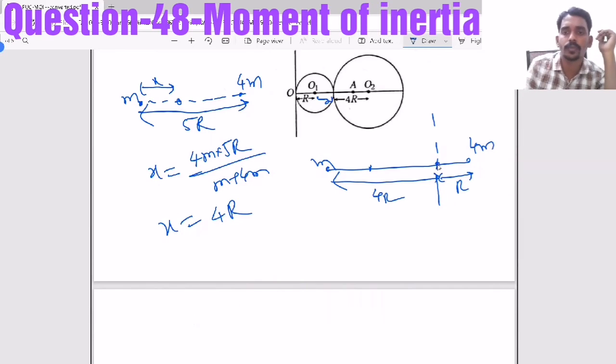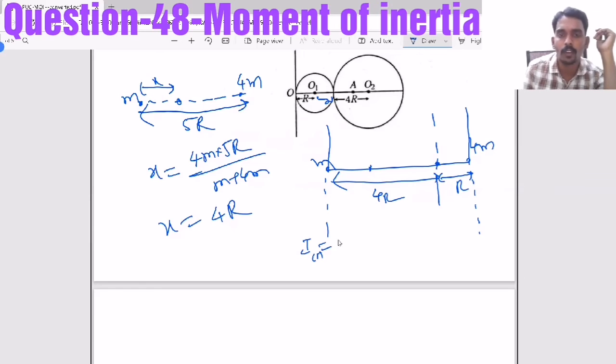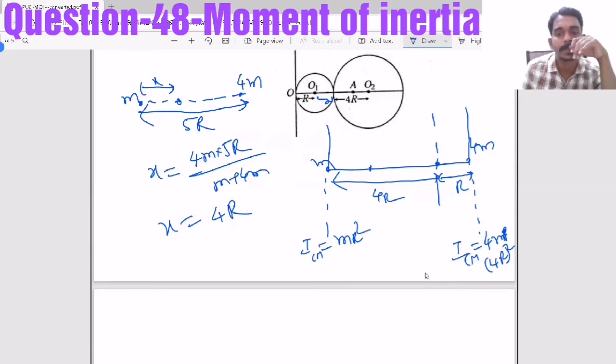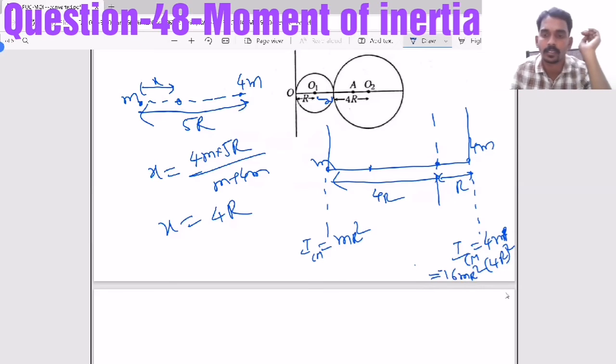Now about this axis, we need to find the moment of inertia. See, take this central axis for the first ring, and take this one as the central axis for the second one. Now the moment of inertia of the first is mr square. The moment of inertia of the other ring will become 4m into 4r whole square. So that will become 16, not 16, sorry, 64 mr square.